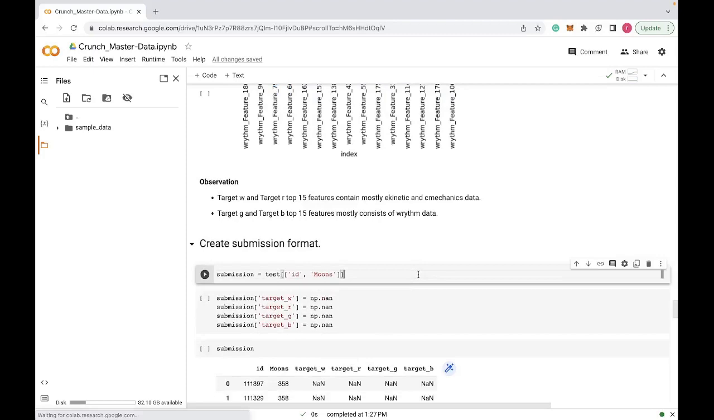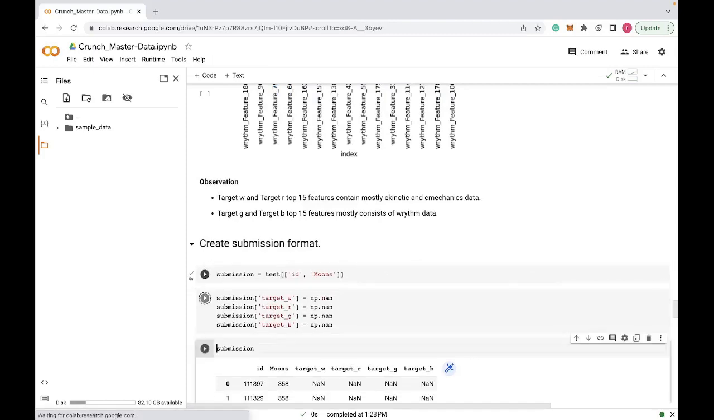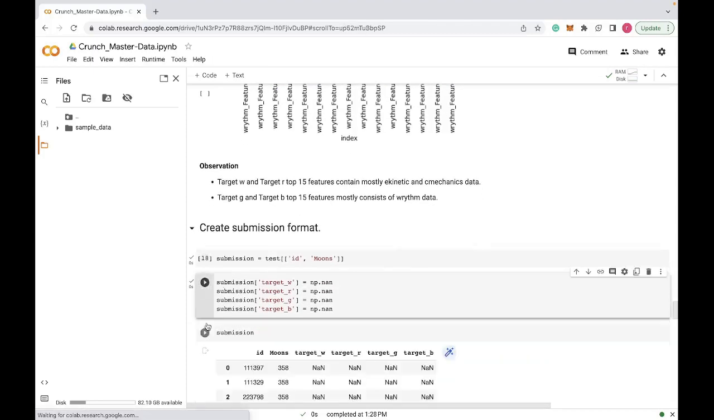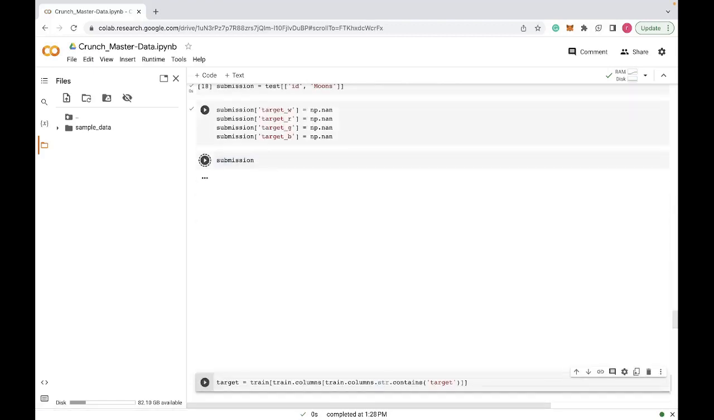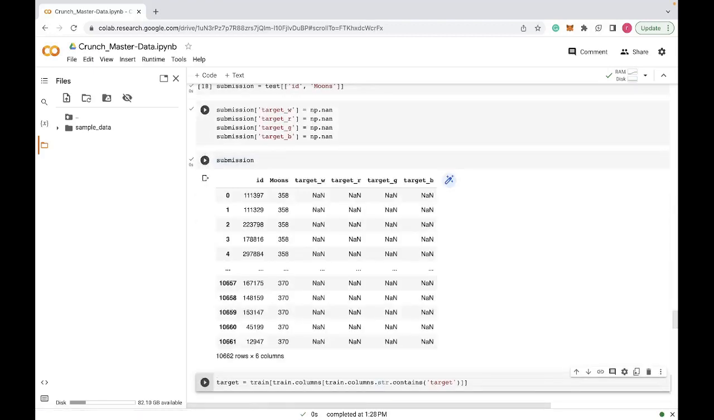So now the next thing for us is to curate our submission format. The submission format means that we have to have 6 columns that will be accepted, so that after making your prediction, you can see how your score performs on the live score leaderboard next week on Crunch.